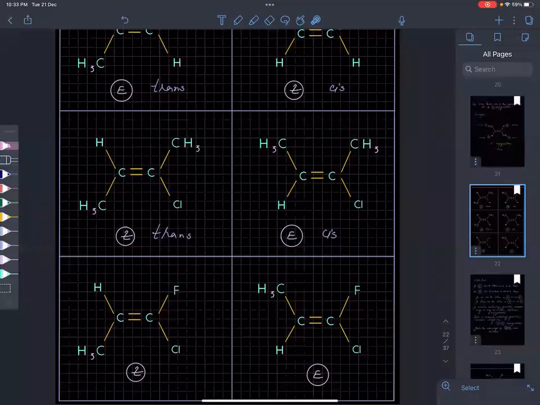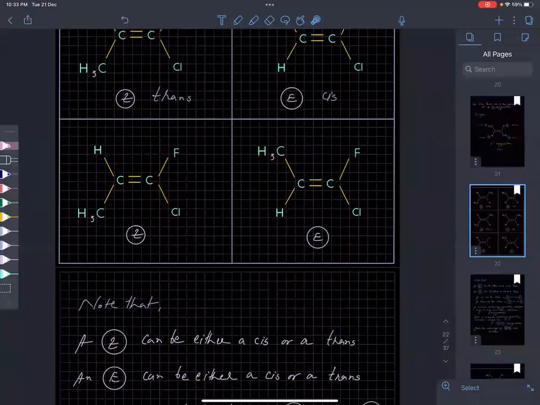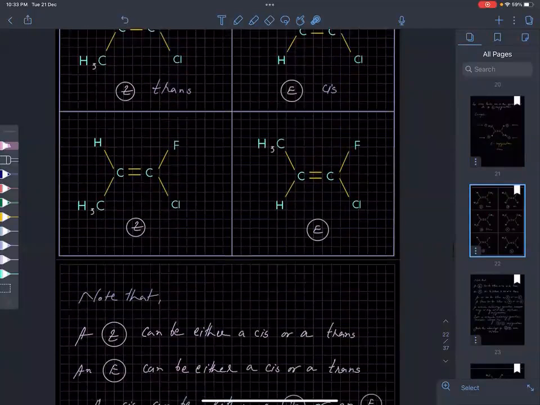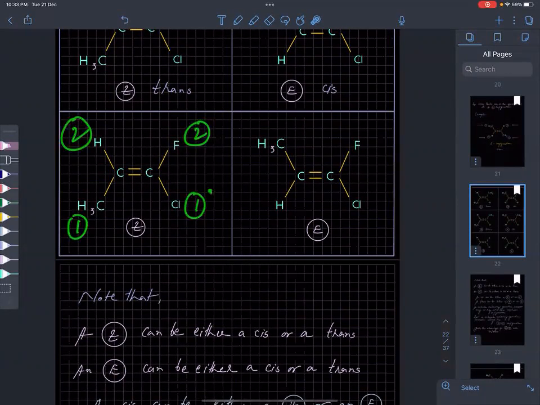Clear? What about this? Number one and number two. No cis trans. So this is Z. Z, because they are on the same side. Okay? Clear?